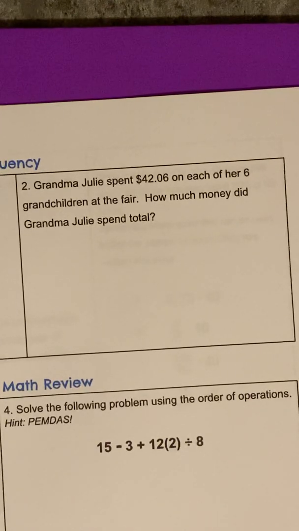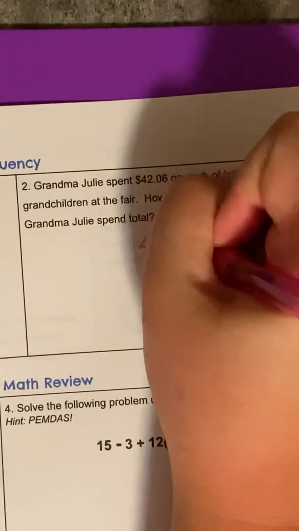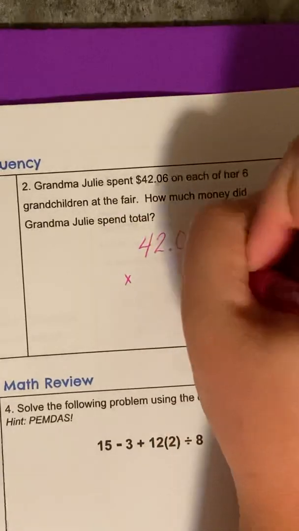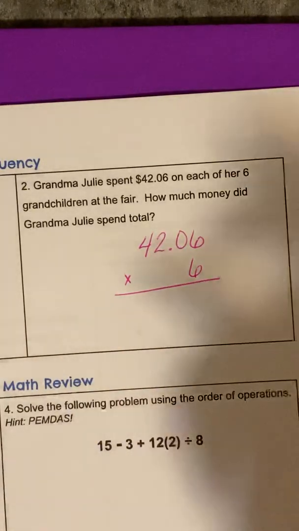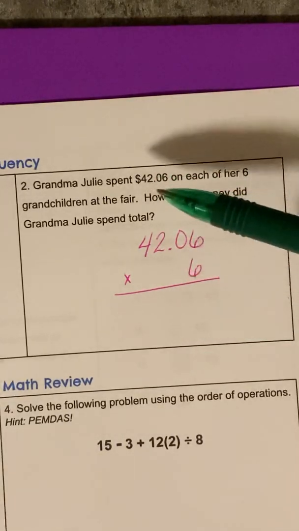Well, if she spent $42.06 on each of her 6 grandchildren, we're going to have to multiply by 6 for $42.06 for each. All right, here we go again. We're going to multiply. $42.06 times 6. All right, let's see how much Grandma spent on them. Grandma's probably broke now. Oh my goodness, that's a lot for each grandchild.